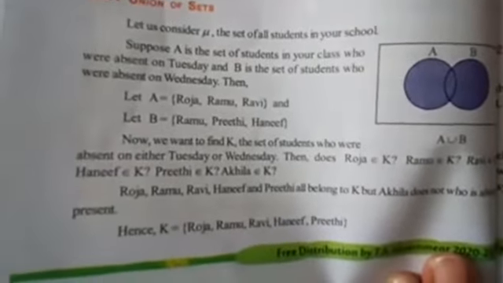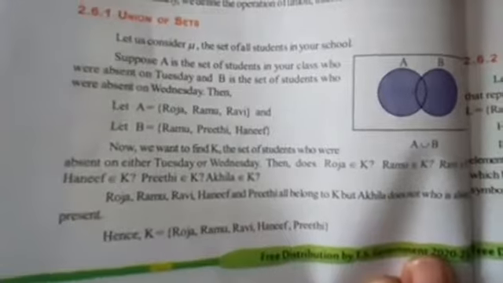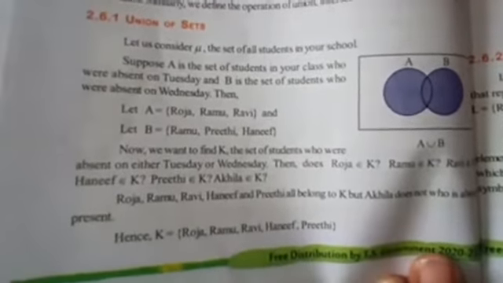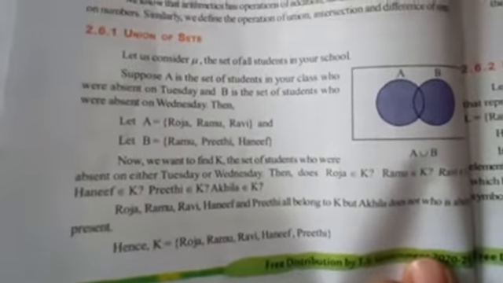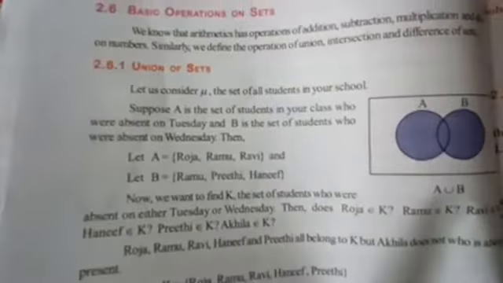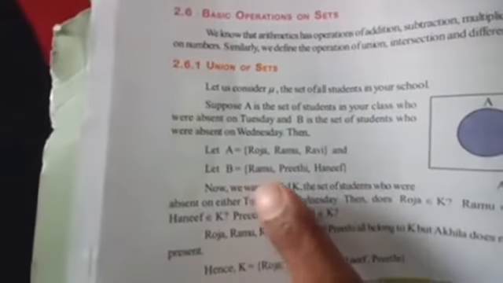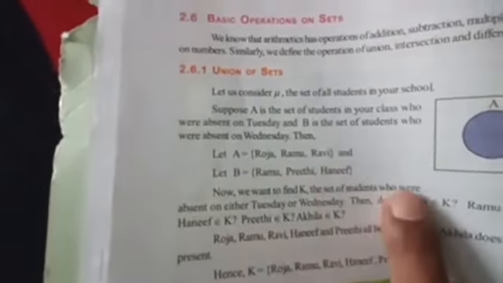Okay, let us see here. Let us consider mu, the set of students in school. Suppose this is the union of sets, a basic operation on sets. I am explaining union of sets. U is the set of all students in our school. Suppose A is the set of students in class who are absent on Tuesday. Tuesday absentees are Roja, Ramu, Ravi, and Wednesday absentees are Ramu, Preeti, Hanif.